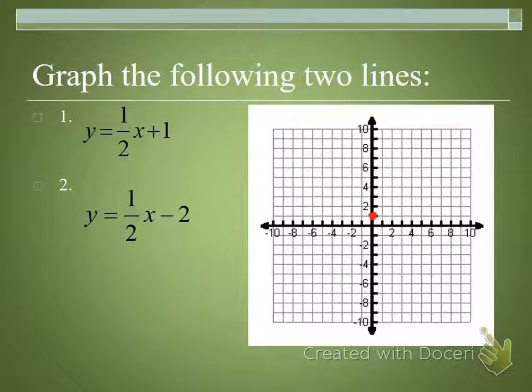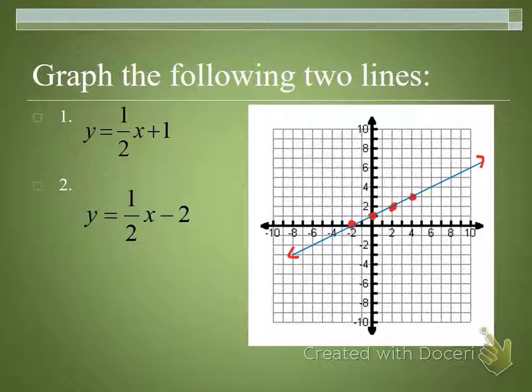All right, so first line, the y-intercept is 1. Slope is 1 over 2, so we're going to go up 1, right 2. We can do it again. We can go down 1, left 2. And then we're going to graph that line, right? And you get this.